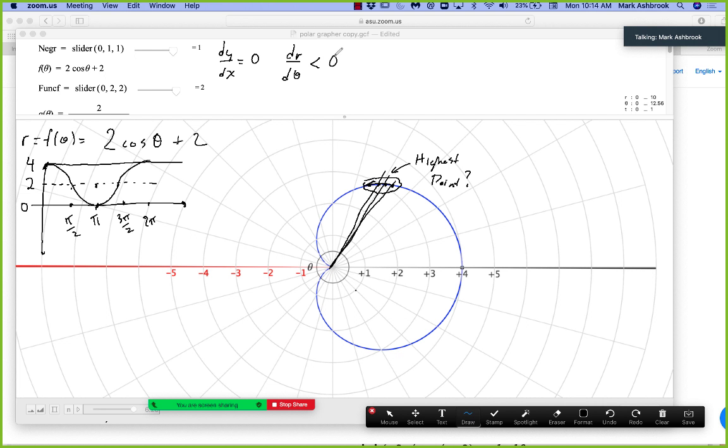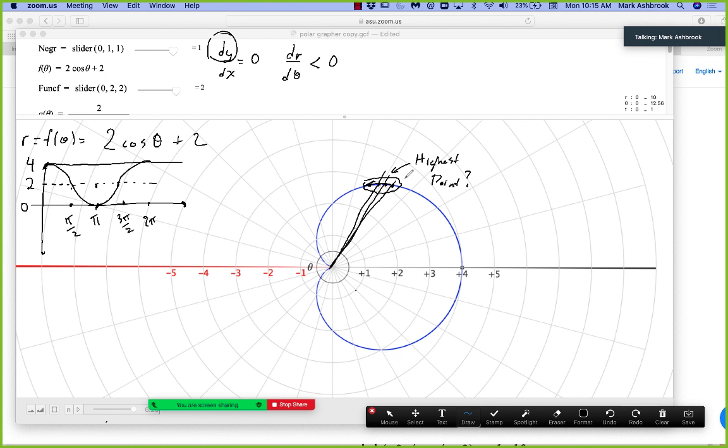Is dr/d theta going to help us find that highest point? No, because we don't know what value it is. It might if we knew exactly what negative value it was at the highest point, but we don't know the negative rate of change. It's just some negative value. So, at the highest point, this is the key: y is not changing, right? Y doesn't change at the highest point. But our function is in terms of theta.